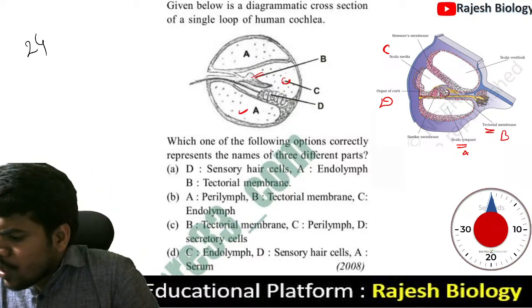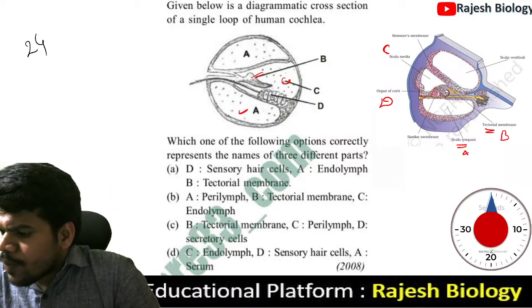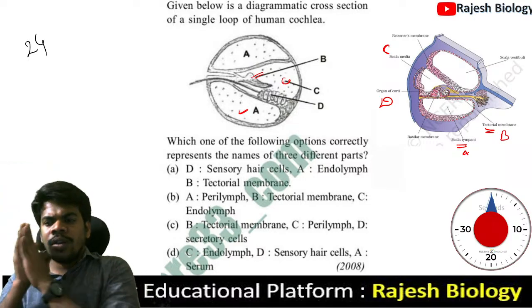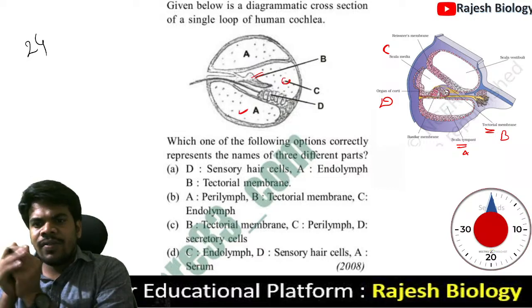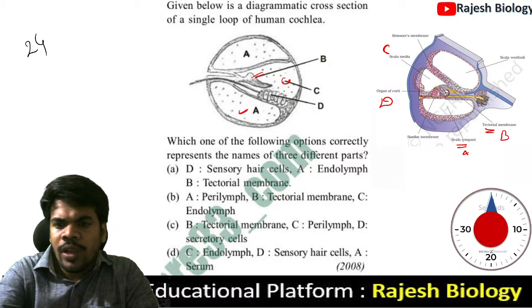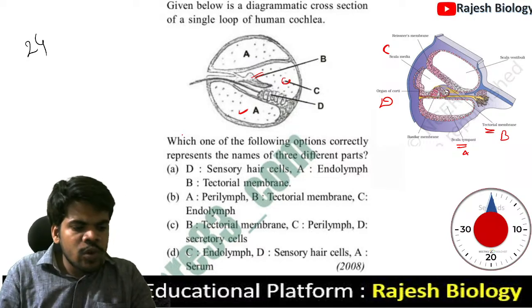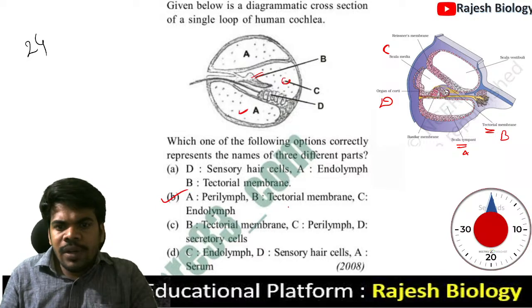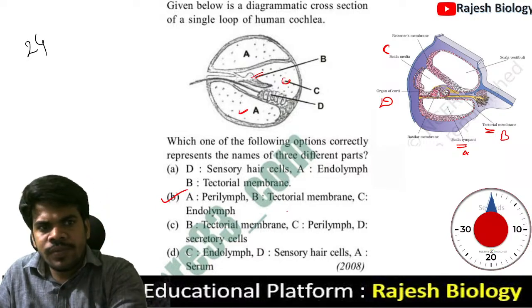So Chinnu, you are still at the 14th question. We are at the 24th question. Please click on the right side of your screen several times until you reach the 24th question. Now we are going to reveal the 24th question answer also. A perilymph, B tectorial membrane, and C endolymph.